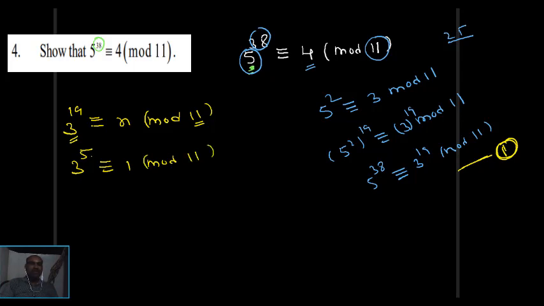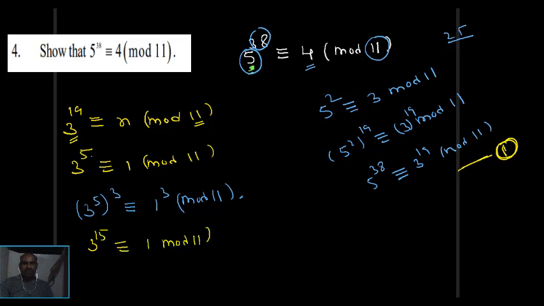But I don't want 5, I want 19. But 19 is not a multiple of 5. 15 is a multiple of 5. That's why I am raising power 3 on both sides of the congruency. So I get 1 power 3 modulo 11. So 3 power 5 whole power 3, 3 power 15, is congruent to 1 modulo 11. But what I want is 3 power 19, so 3 power 4, which is 81. 81 by 11, 11 sevens are 77, 4 remainder. 4 modulo 11.